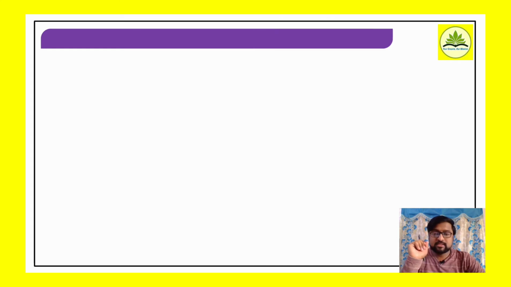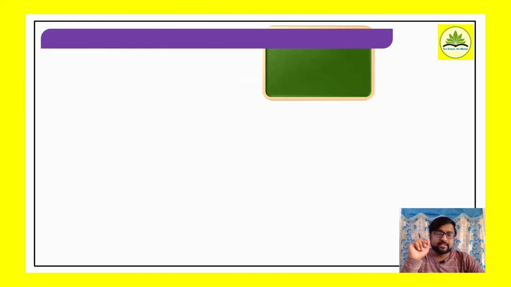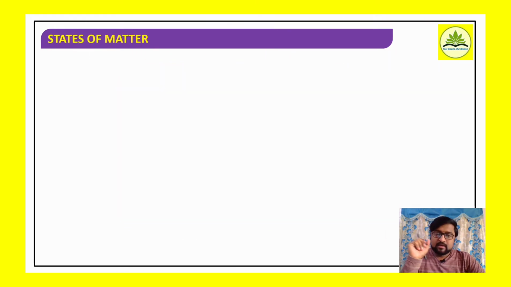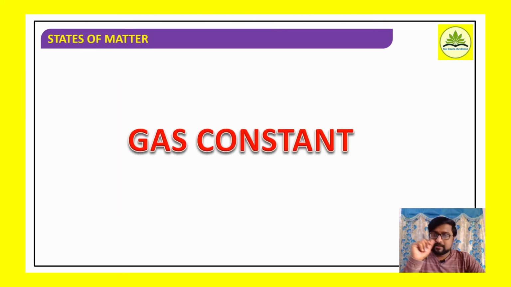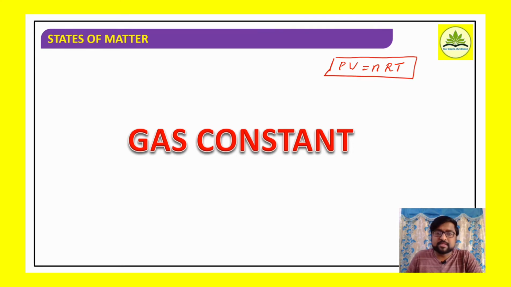So in the last session we considered Avogadro's law and the ideal gas equation. In the ideal gas equation we come across the expression PV equals nRT. This is the ideal gas expression. So in this expression, what does P refer to?